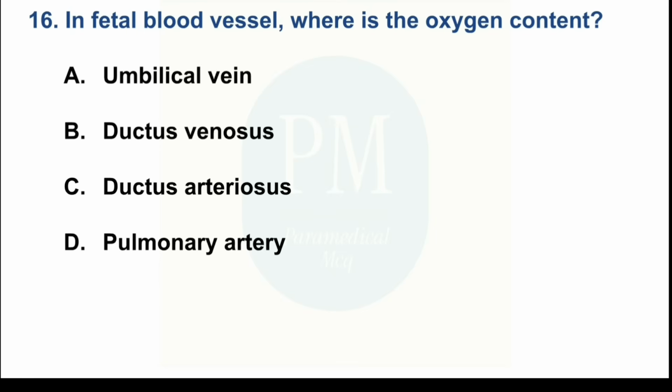In fetal blood vessels, where is the oxygen content highest? Option A, umbilical vein. Option B, ductus venosus. Option C, ductus arteriosus. Option D, pulmonary artery. The correct option is option A, umbilical vein.